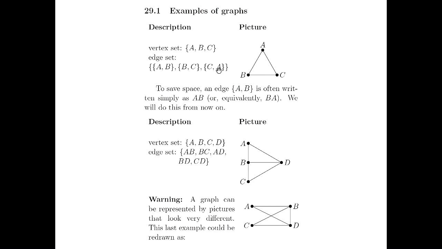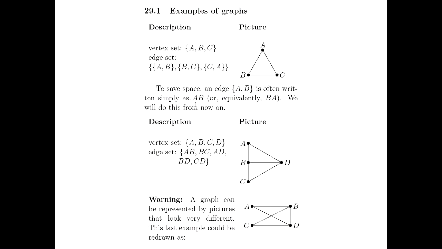Now, of course, if you start writing many edge sets like this, you get a bit of overkill in terms of curly brackets. So to cut down on that, often people just write edges like this, edge AB as AB, right?